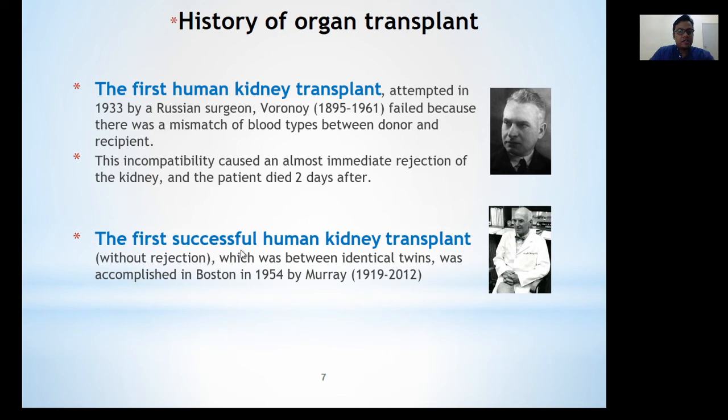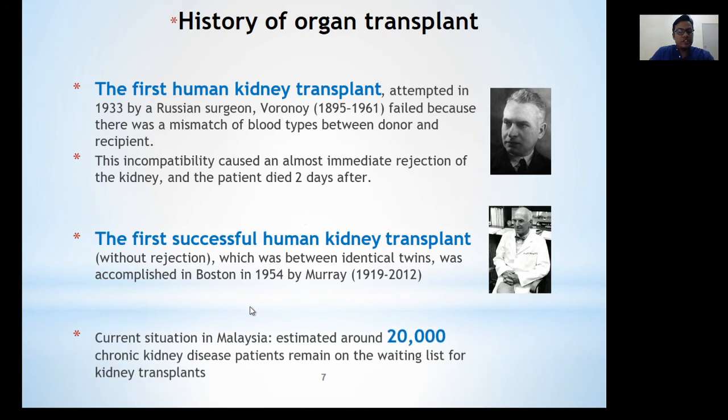The first successful human kidney transplant, so we're talking about the one without rejection, was done between identical twins, which will have identical HLA or MHC. So there shouldn't be any rejection occurring. This was accomplished in Boston by Murray. So this is the first successful human kidney transplant.